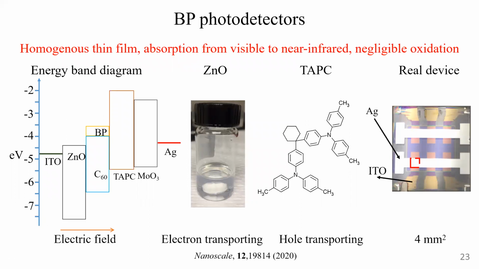The photodetector is basically a two-terminal vertical structure, with ITO and silver as the electrodes, and zinc oxide and TAPC as the electron transporting material and hole transporting material. And here is the real device, about 4 millimeters. To the best of our knowledge, this is also the largest black phosphorus photodetector.